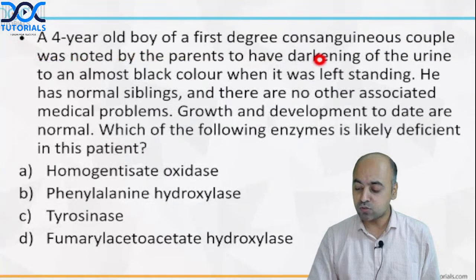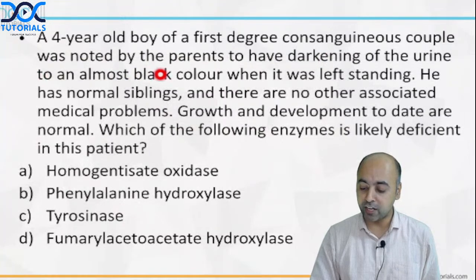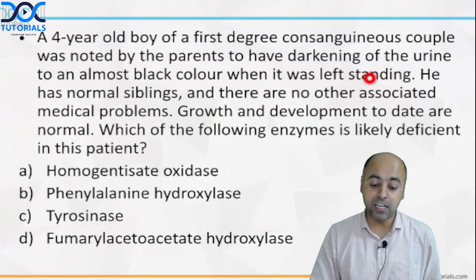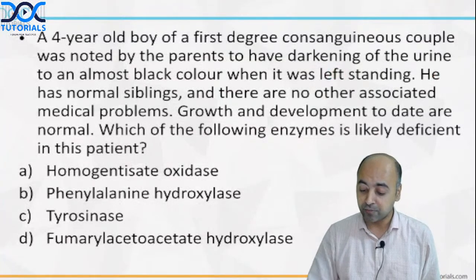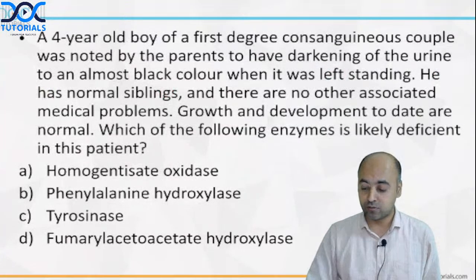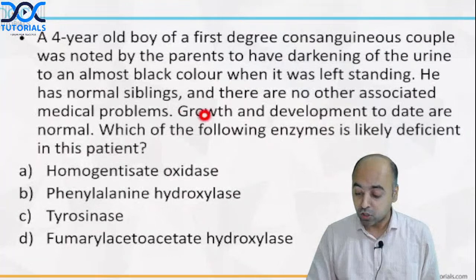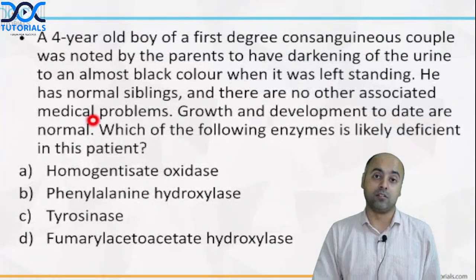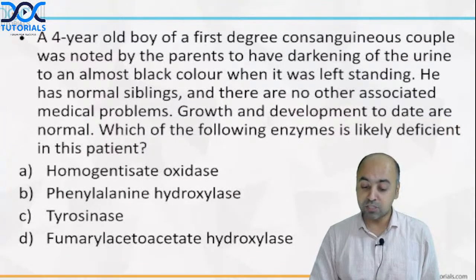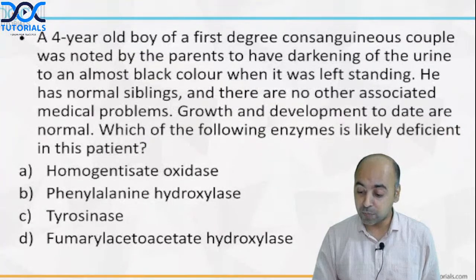Was noted by the parents to have darkening of the urine to an almost black color when it was left standing. Please note, it becomes black when it is left standing. Otherwise it will be normal. He has normal siblings. There are no other associated medical problems in the patient. No other signs and symptoms. Growth and development are also normal. Which of the following enzymes is likely deficient in this patient?